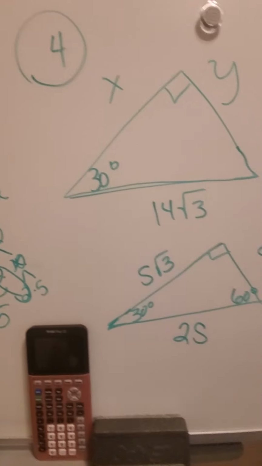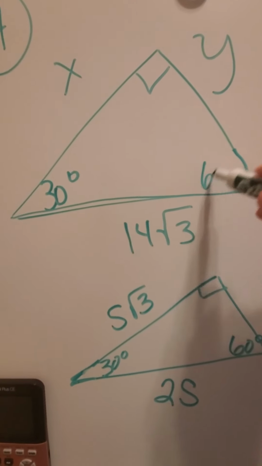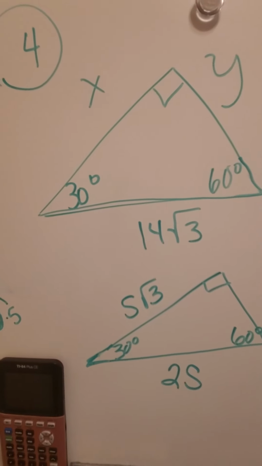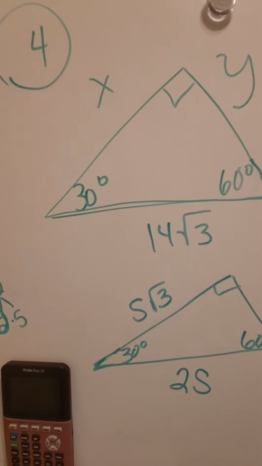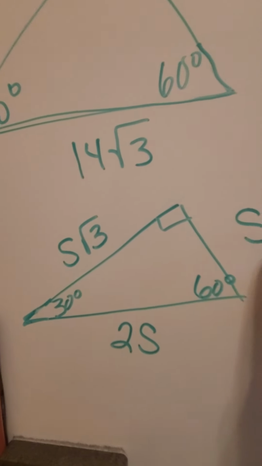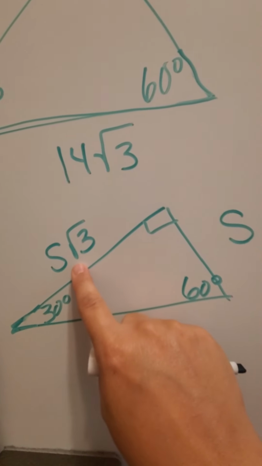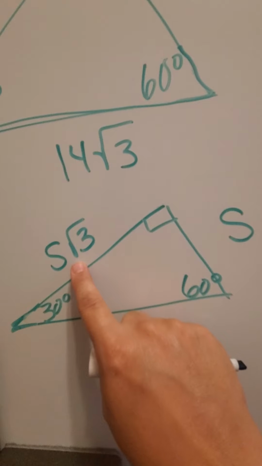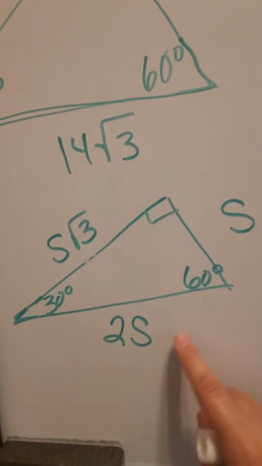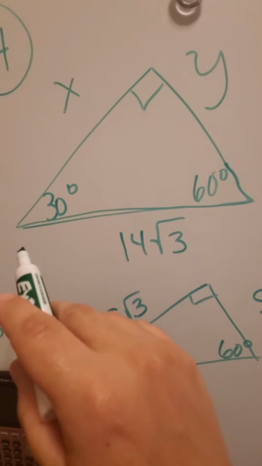All right, number 4 is a 30, 90, and that would make this a 60, because there again, these three angles always have to add up to 180 degrees. So my rule for this is, whatever side is opposite the 30 is my reference side. And whatever is opposite my 60 is that times the square root of 3. And my hypotenuse is 2 times as long as this side. Okay? So they gave me the hypotenuse here.